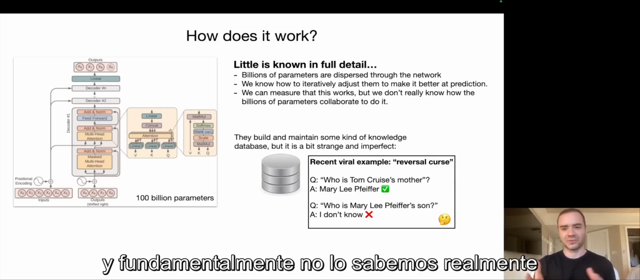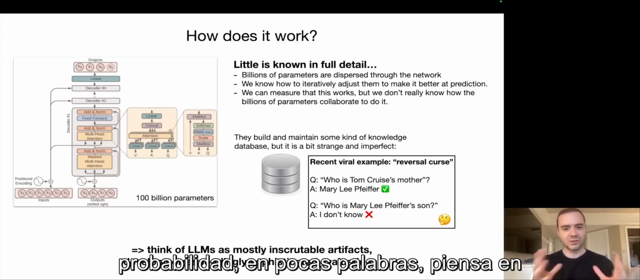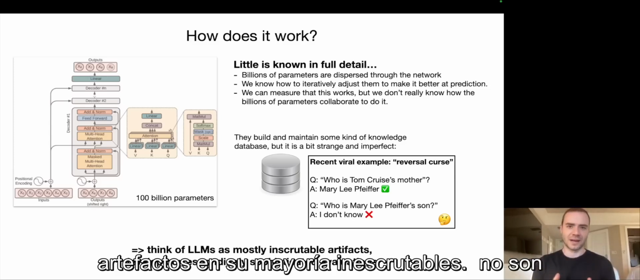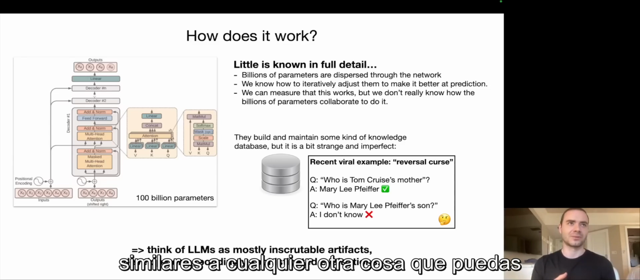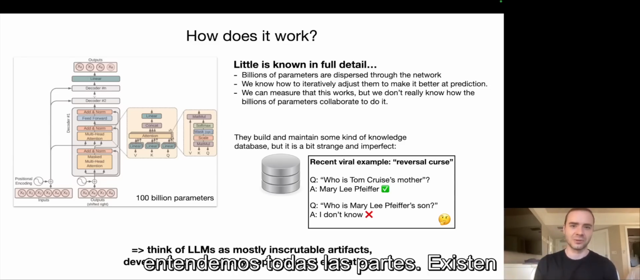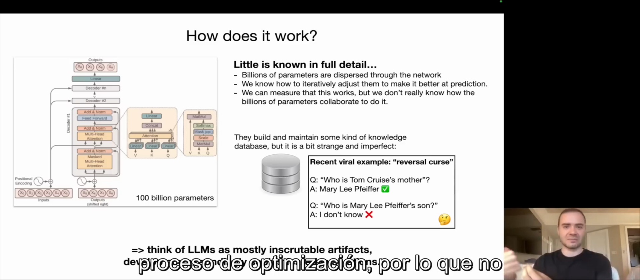And fundamentally, we don't really know because all you can kind of measure is whether it works or not and with what probability. So long story short, think of LLMs as kind of like mostly inscrutable artifacts. They're not similar to anything else where you might build in an engineering discipline. They're not like a car where we sort of understand all the parts. They're these neural nets that come from a long process of optimization.